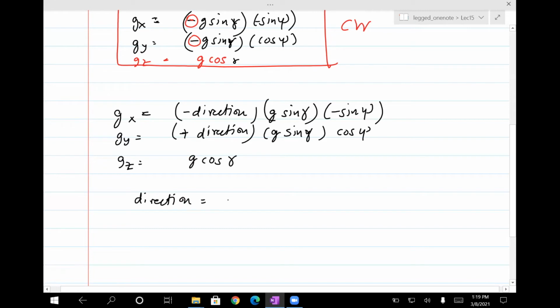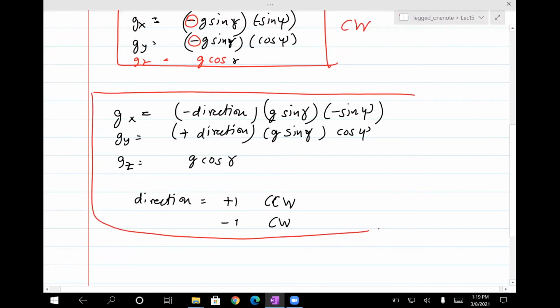Okay, where direction, I would set it to +1 if it is going counterclockwise. So then the formulas will be the ones on the previous page. I will set it to -1 if it's going clockwise. And so I can take care of both cases by this. The only thing I need to set here is the slope, which is gamma, and then I need to set the direction. So once I do that, it'll actually start going clockwise or counterclockwise, and gravity basically pushes it in that direction. So that's the first thing I wanted to say.